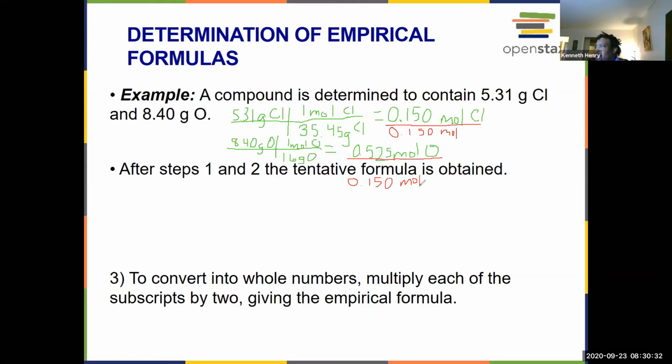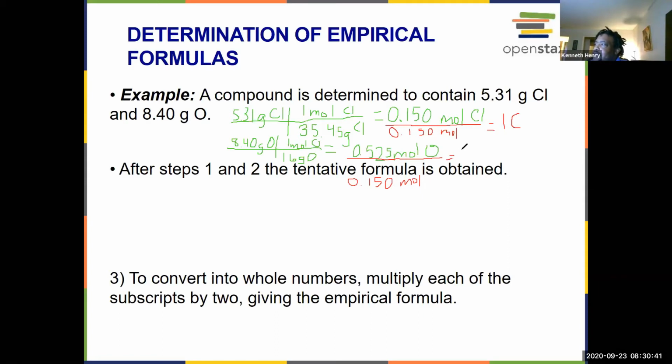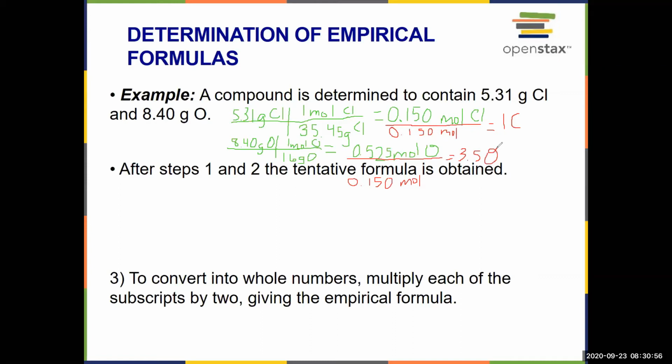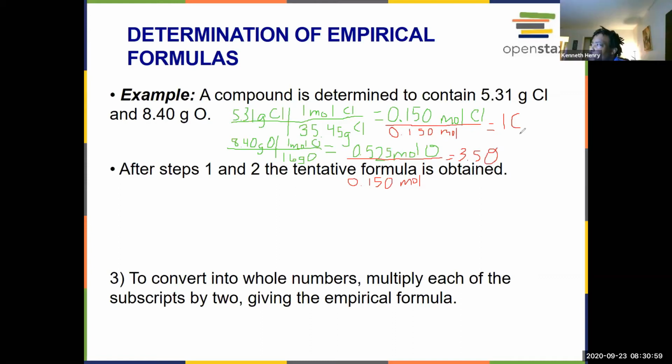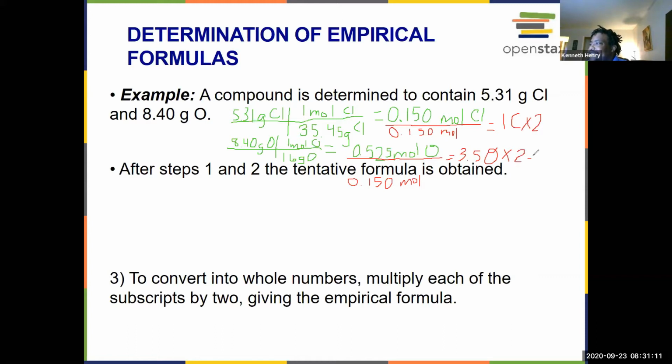Okay, so what do we get? Top one is 1, and then oxygen is 3.5. Oh, 3.5. So what do we do? Multiply both of them by 2. Why don't we round them? Because you just can't do that. It throws off the actual ratio.